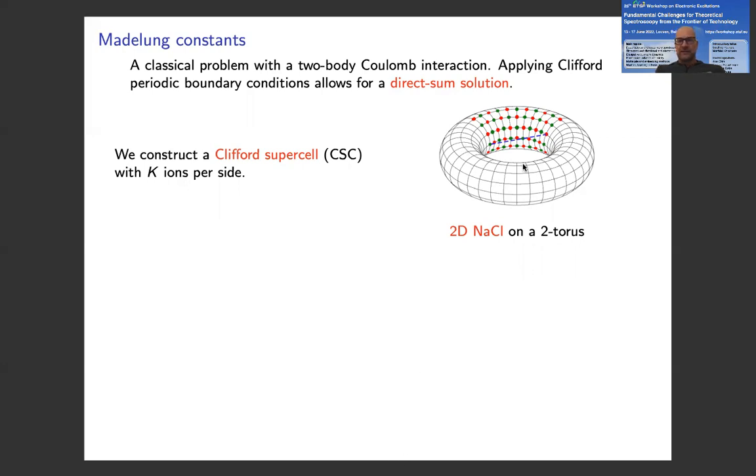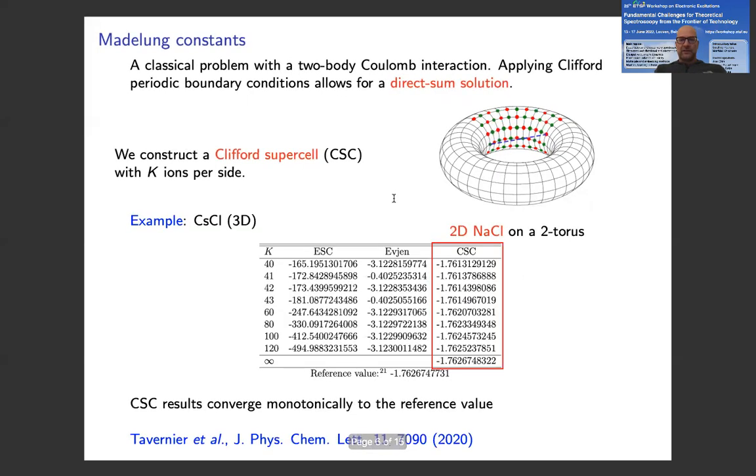So here again is an illustration of a regular torus, because it's impossible to give the same illustration for a Clifford torus. In this case, of a 2D sodium chloride crystal on a 2 torus. So now I will show you some results for the 3D cesium chloride crystal.